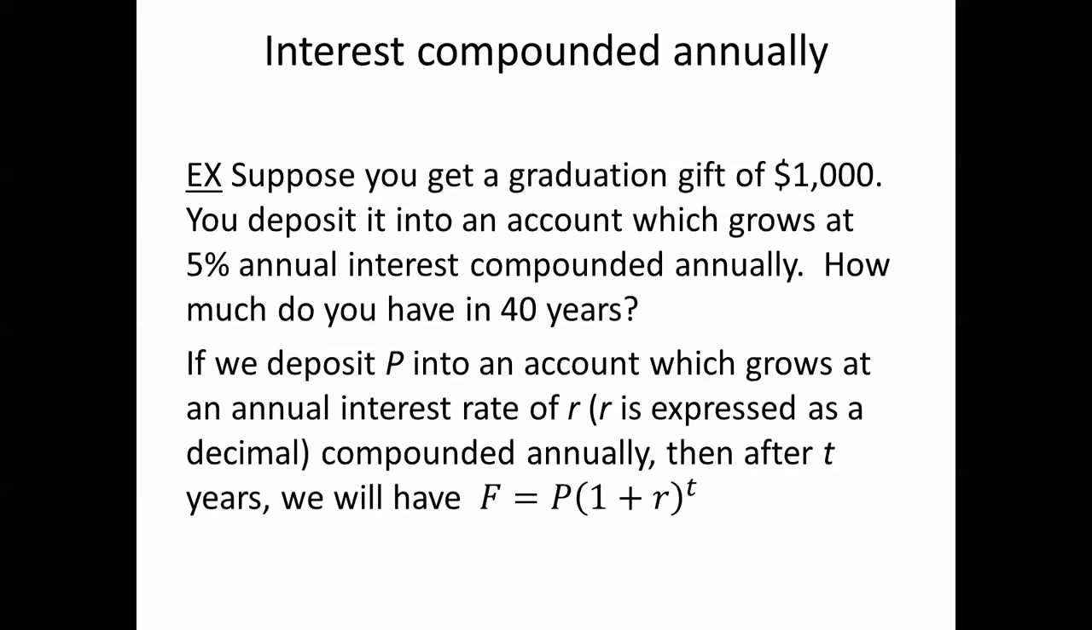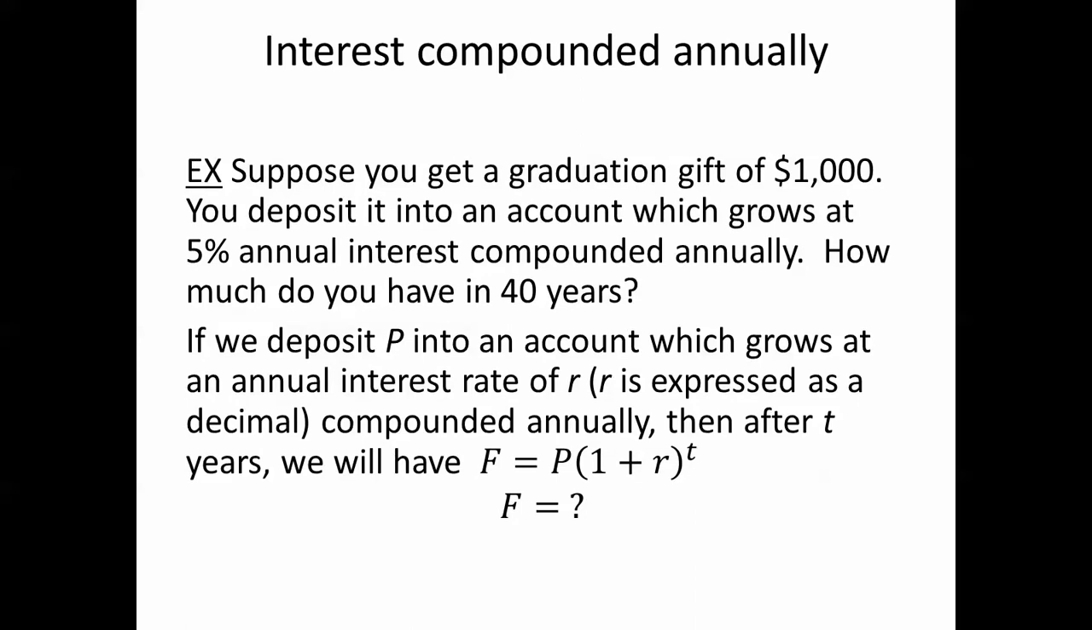We'll use this formula. If we deposit P into an account which grows at an annual interest rate of R, expressed as a decimal, compounded annually, then after T years we'll have F equals P times (1 plus R) to the T. Again, F is the future amount of money, what you have in the future. P is the present amount of money, sometimes we call that principal. R is the interest rate, and T is the number of years.